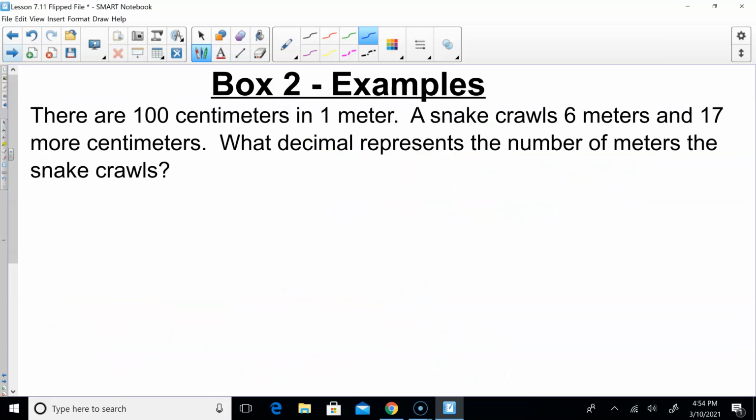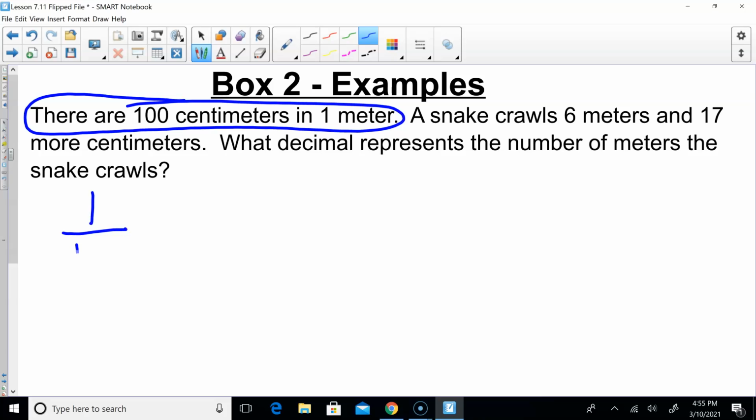Box 2, another one. There are 100 centimeters in 1 meter. Who wants to bring back King Henry died by drinking chocolate milk? A snake crawls 6 meters and 17 more centimeters. What decimal represents the number of meters the snake crawls? So we see right here is this relationship that we talked about way back in chapter 5. It says 1 meter equals 100 centimeters.